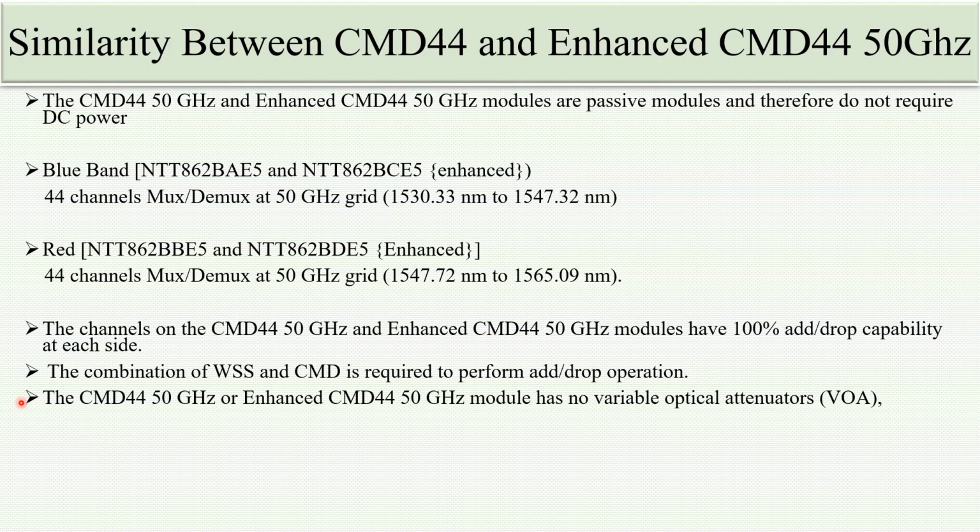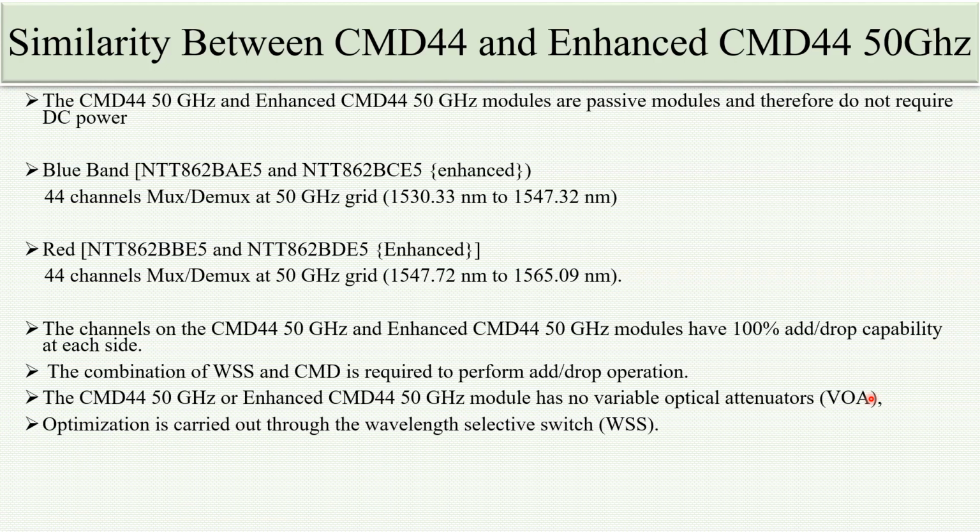The CMD44 50 GHz and enhanced CMD44 50 GHz modules have no VOA, variable optical attenuator. Optimization is not possible in CMD44 or enhanced CMD44. This is possible in the wavelength selective switch. So if you want to see the channel power of all the 44 channels, either in red band or blue band, you need to check it on the WSS.